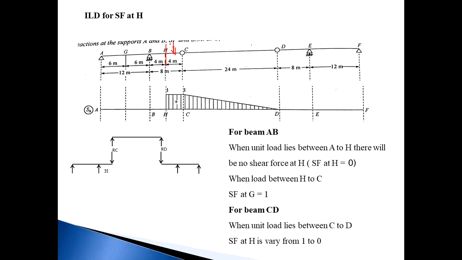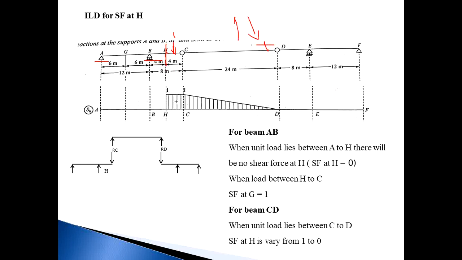The number of forces on the right side is only one, that is the 1 kilonewton unit load, and the number of forces on the left side is 2, that is RA and RB. So consider the minimum number of forces side. So we consider the right side of H. The right side of H has one force, and that is vertically downward. In the right side sign convention, a vertically downward force is considered positive.